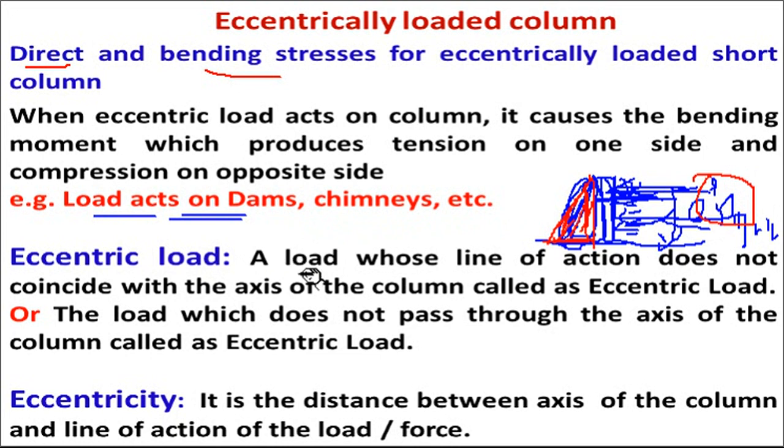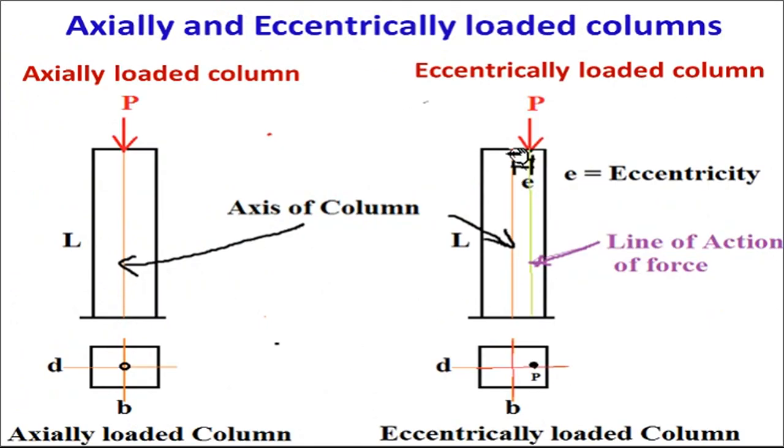Now eccentric load: a load whose line of action does not coincide with the axis of the column, or the load which does not pass through the axis of the column, is called an eccentric load. Eccentricity means what? It is denoted by the letter E. In bracket you can write E. It is the distance between the axis of the column and the line of action of force. Okay. So which distance? This one. The distance between these two is called eccentricity.